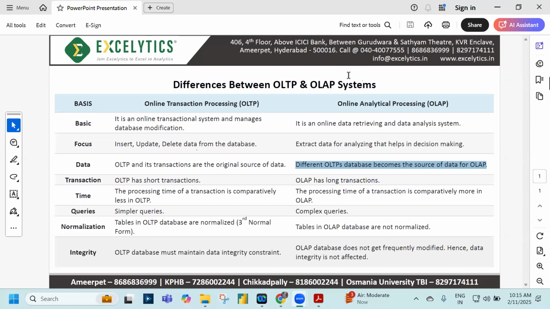Now it is there in only one place, and your CEO can directly connect to that and see what happened in the entire country yesterday, right? So that means there has to be a mechanism that should get all the different OLTP systems data into one place, right? Into a data warehouse.